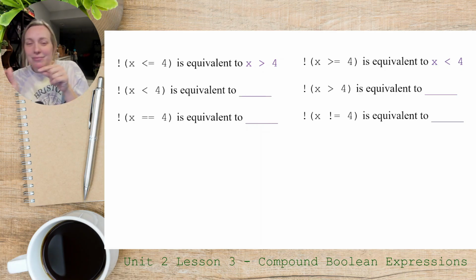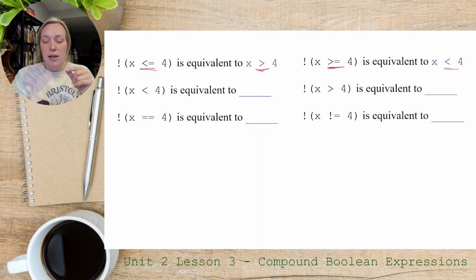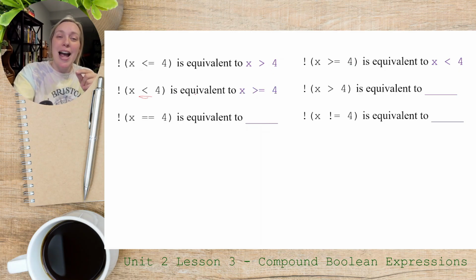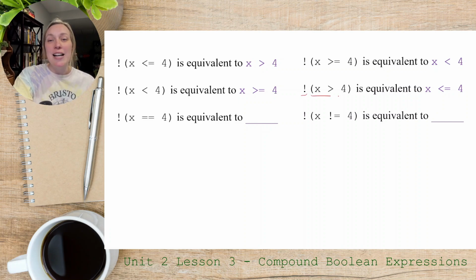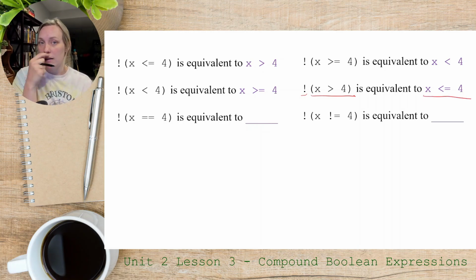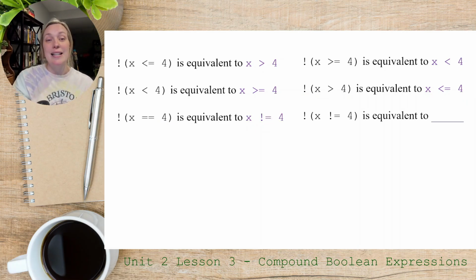If it has an equal, I got rid of it and I switched it. If it doesn't have an equal, I added it in and I switched it. So remember what this is saying, not x greater than 4 is the example we just did, is the equivalent of saying x is less than or equal to 4. It's just I didn't draw a number line with each of these. Not x equal to 4 is equivalent to saying x is not equal to 4.